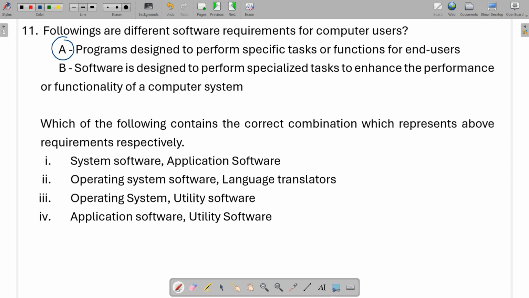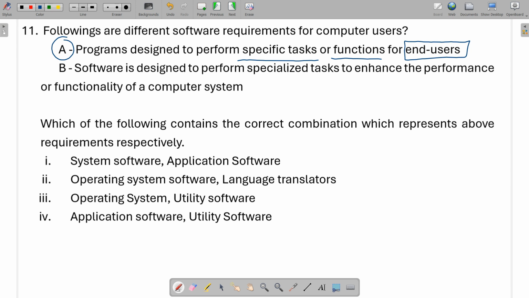a program designed to perform a specific task or function for end users. Now this is a good key point for us to think about what they are talking about. When it comes to end users, they are there to experience an application. So it is designed to perform a specific task or function for end users. Creating a document is a specific task. Doing accounting is a specific task. Creating a presentation, a specific task. Having entertainment is a specific task.